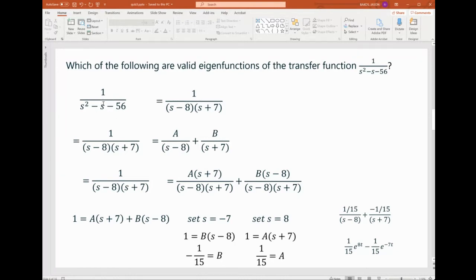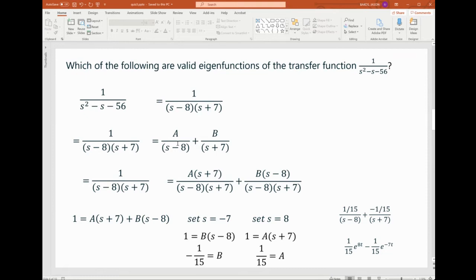Which of the following are valid eigenfunctions of the transfer function 1 over s squared minus s minus 56? I took the denominator and factored it into (s minus 8) times (s plus 7). Then I wanted to decompose this into a sum of two components of the form a over s minus a, because this is the form you can do an inverse Laplace transform with to get the eigenfunction.